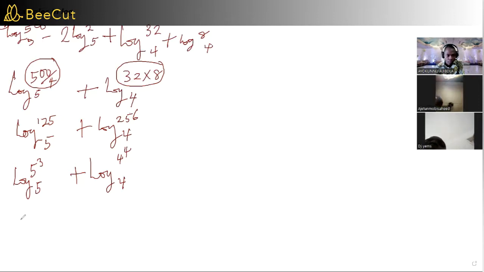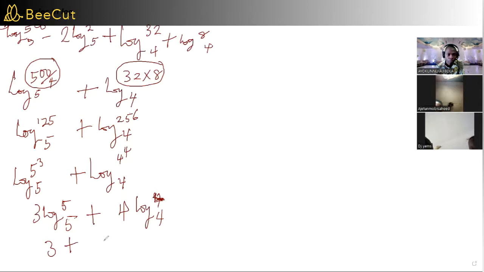Yes or no? Yes, sir. How did I get my 3? That would be 3 log 5 base 5, plus 4 log 4 base 4. And log 5 base 5 is 1, so that will be 3. Then log 4 base 4 is also 1, that will be 4. And that will be 7 as the final answer. I believe that is clear.